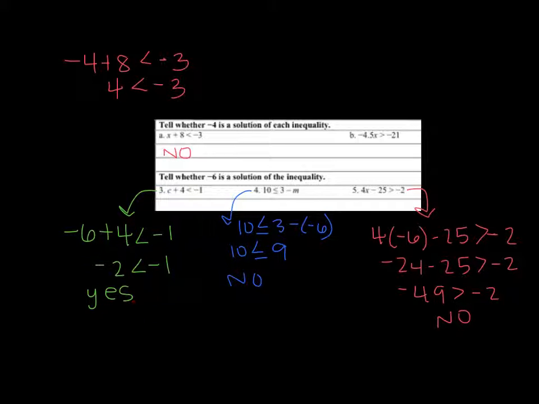Whereas over here, -6 plus 4 is -2, and -2 is less than -1. So remember our integers. The further away from 0 I am on the left, the smaller I am. Okay, so that's why this is a yes. And then on the last one, when we evaluate, we get -49 is greater than -2, and that is not true, and that is why that is not a solution on that one.